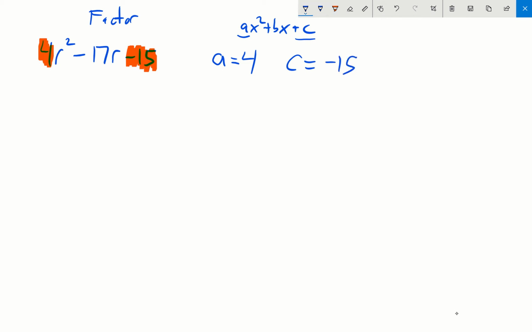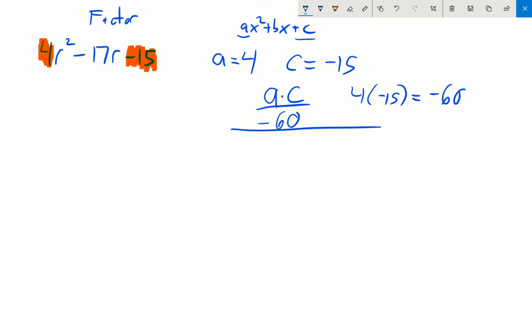So C equals negative 15. What we do with the AC method to factor is we multiply A and C together. So we do A times C: 4 times negative 15 is equal to negative 60. And then we proceed to write out all of the factors of negative 60.